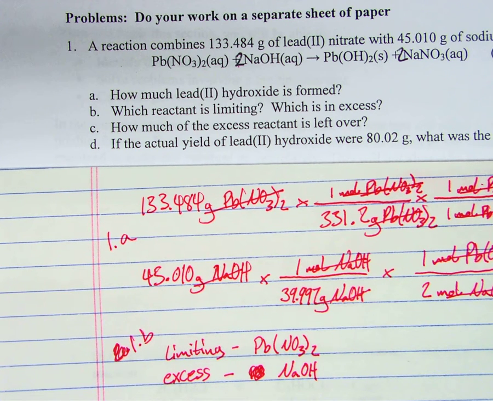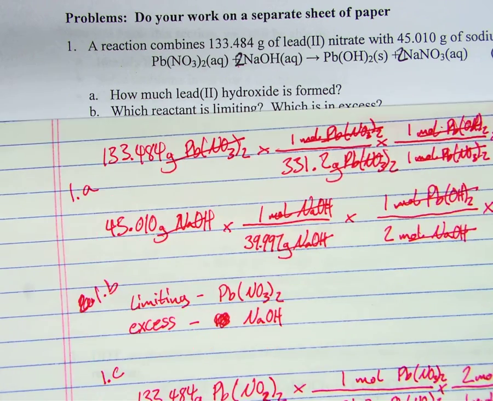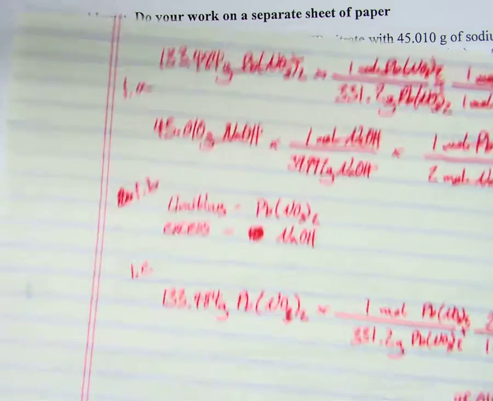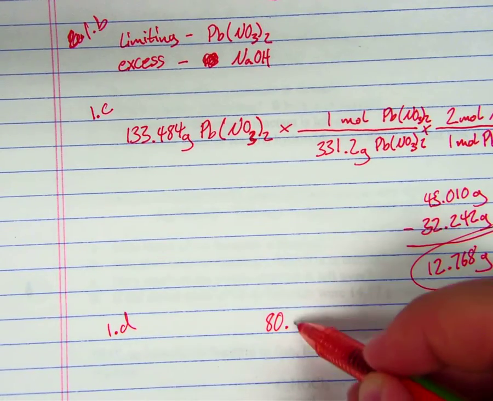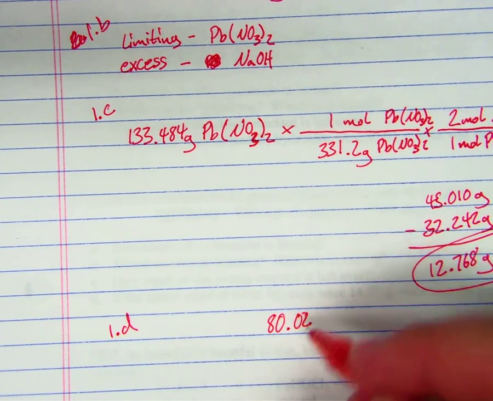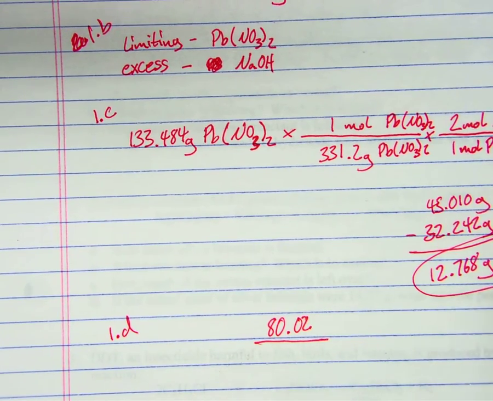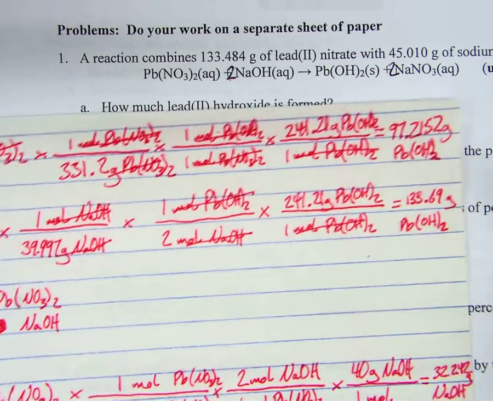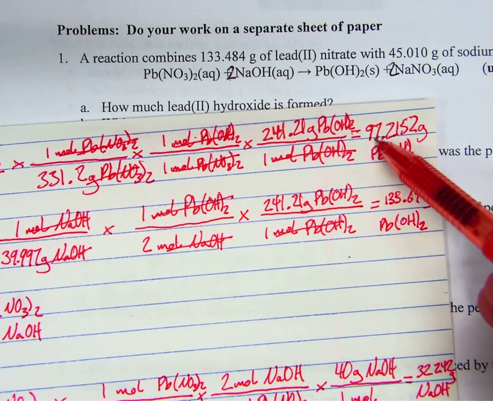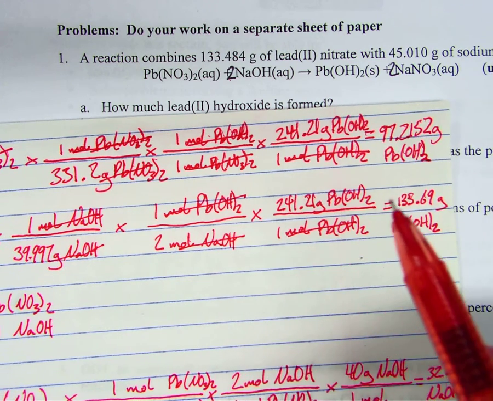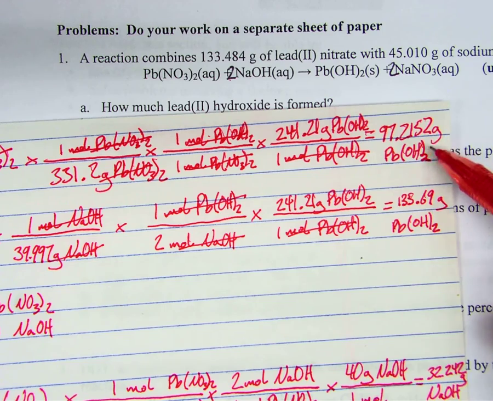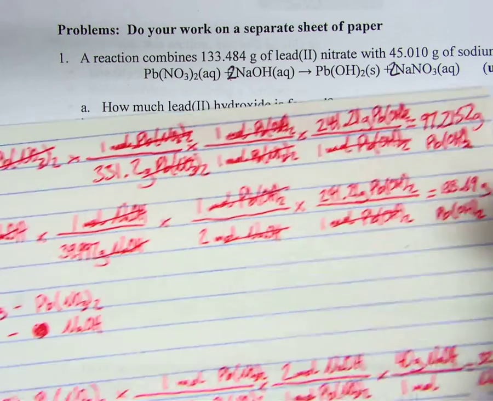when they give me the actual, it goes on top of my equation. So I'm going to get the 80.02. Sorry, we're down here, 80.02, and that goes on top of the theoretical amount produced, which we calculated earlier, is going to end up being 97.2152 grams. Right? That's how much we can produce because this is my limiting, and that's how much my limiting allows me to produce.